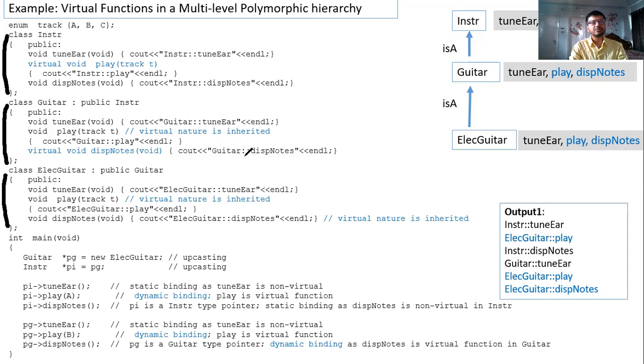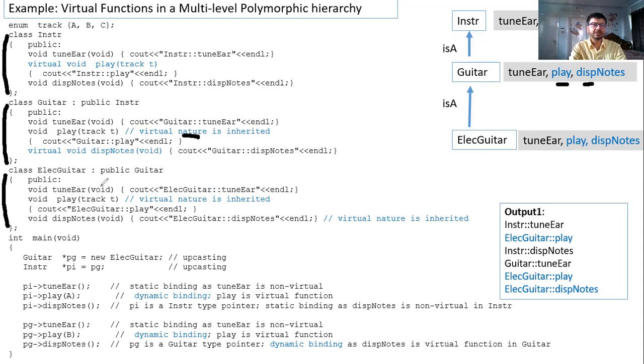At the same time, in terms of the virtual nature of the functions, we have explicitly mentioned display notes as virtual, but we have not mentioned anything about tune ear and play. But play was declared as virtual in the base class. So when it gets inherited, even though we override the body of it, the virtual nature is also inherited. That's the point. And display notes was not virtual in the base class, but now we have declared it as virtual. So in the guitar class, we have got two virtual functions, which I have denoted in blue.